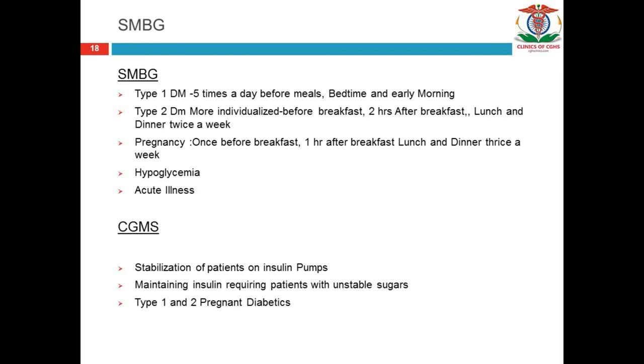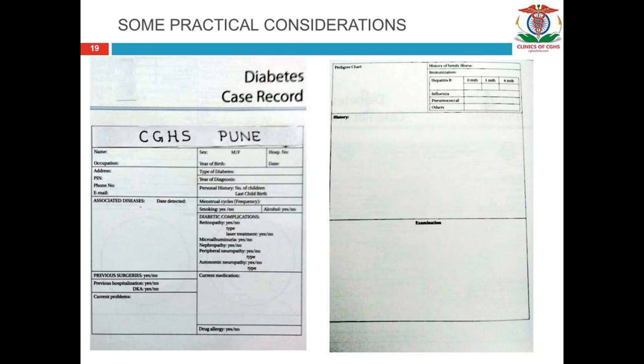Continuous glucose monitoring systems can be used to stabilize patients on insulin pumps, to maintain patients who have very unstable sugars, and in pregnant diabetics. Some practical considerations, depending on our OPDs and our setup, CGHS Pune.